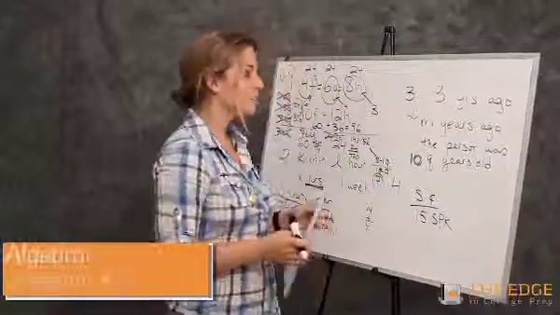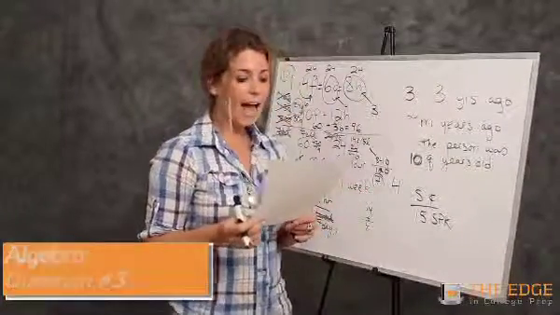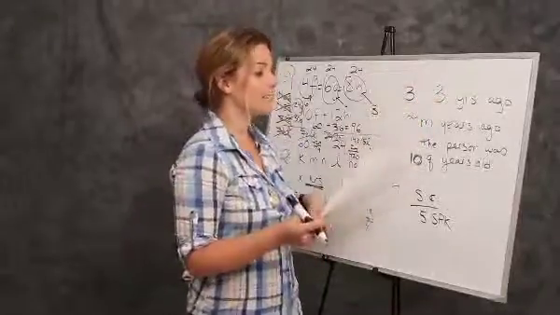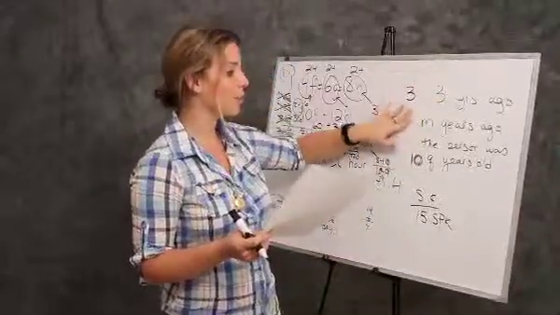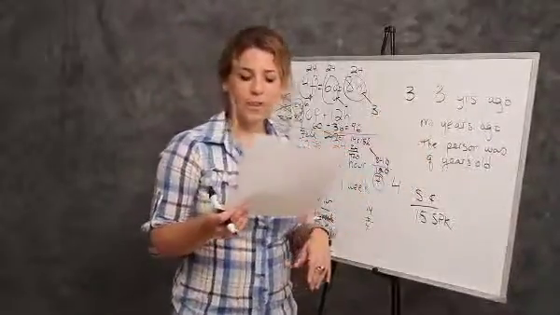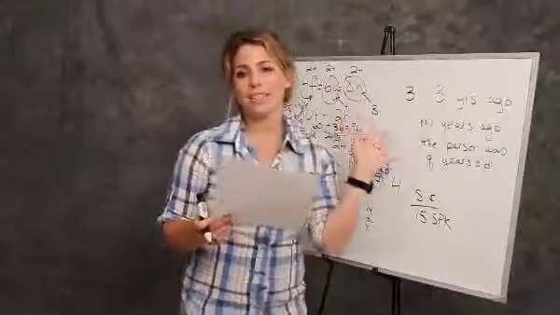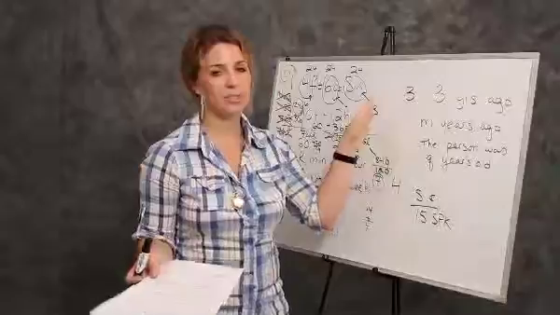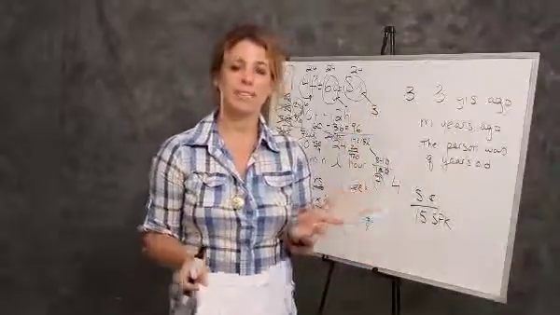Number 3. So this question is asking, how old was a person exactly 3 years ago if exactly m years ago the person was q years old? So anytime we see a question like this, it's really problematic because it has these weird variables in it and it just makes it harder to process.